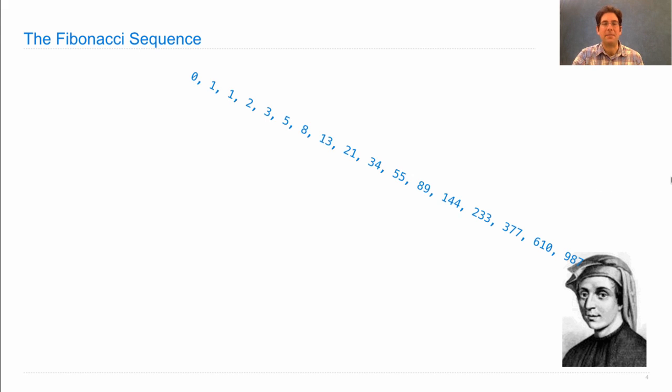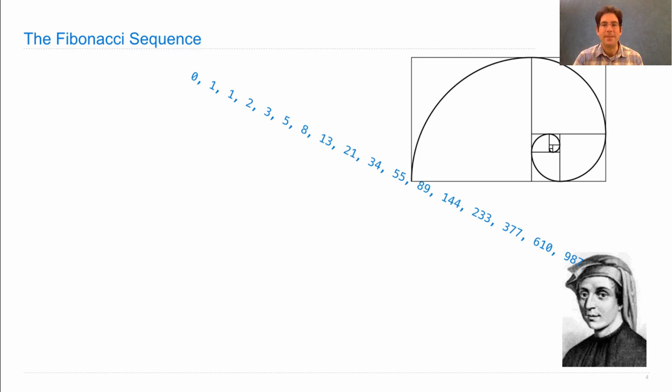Now, who cares about the Fibonacci sequence? Well, it certainly has interesting properties. You can make what's called the golden spiral by tiling together squares whose side lengths are Fibonacci numbers. So here's a square of side 1, 1, 2, 3, 5, 8, 13, 21, 34, etc.